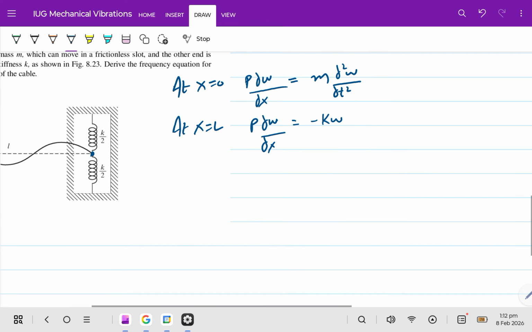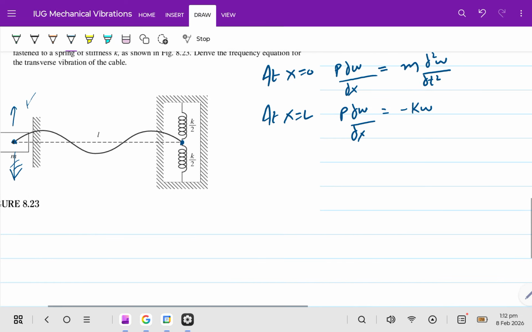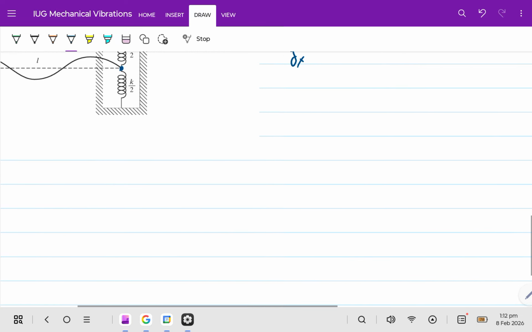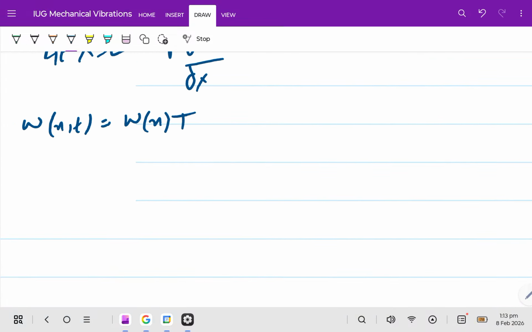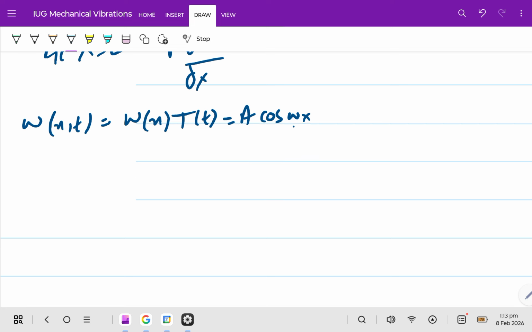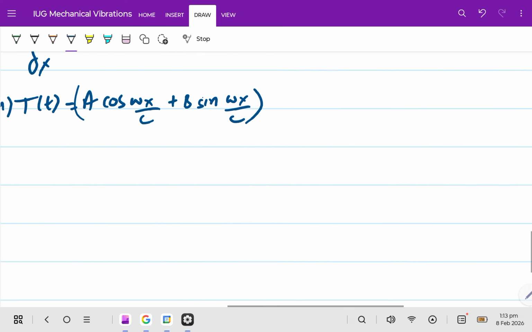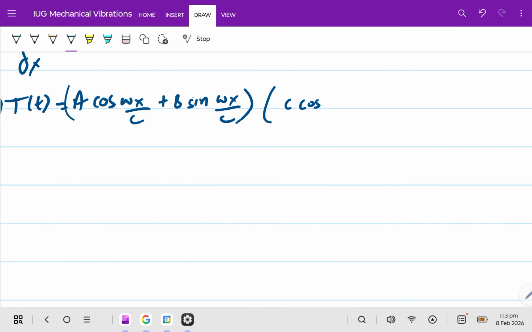So we have the two different equations for our string at both of these ends, and we know the general solution for our vibration in strings. If you just quickly recall, that is W(x) into T(t), a separation of variables method, so it can be written as a cos(omega x over c) plus b sin(omega x over c), into c cos(omega t) plus d sin(omega t).